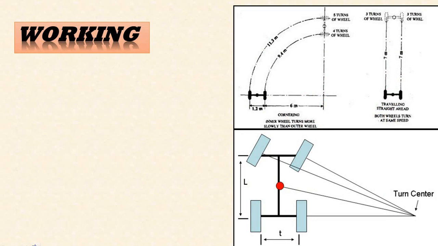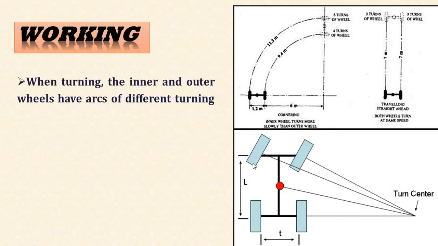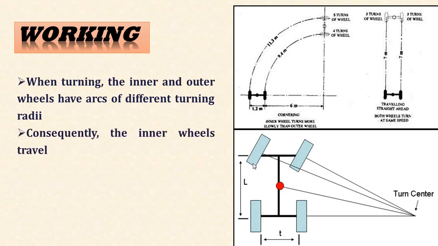Now let us discuss the working of differential. The inner and outer wheels of a moving vehicle do not always rotate at the same speeds because of road conditions, and especially when the vehicle has to take a turn. At that time, the inner and outer wheels move along the curved path. So this is also shown. The inner wheel turns more slowly than the outer wheel.